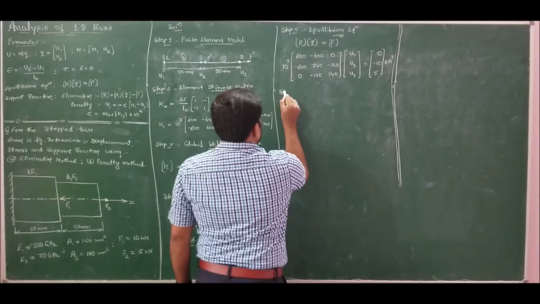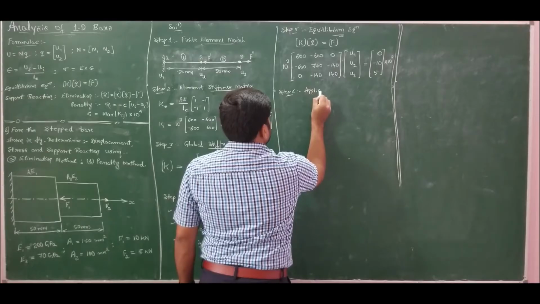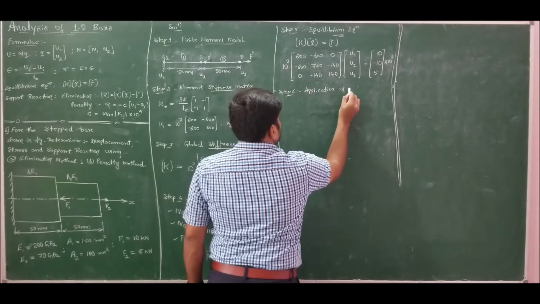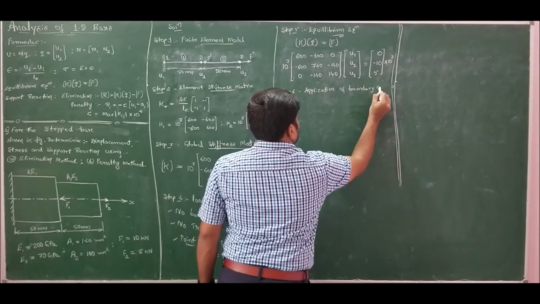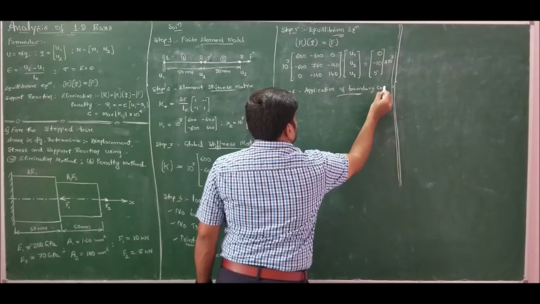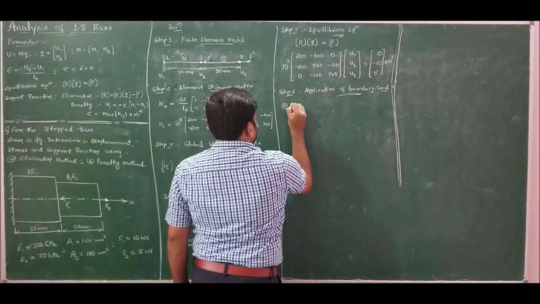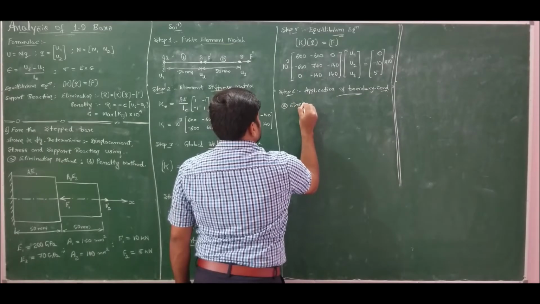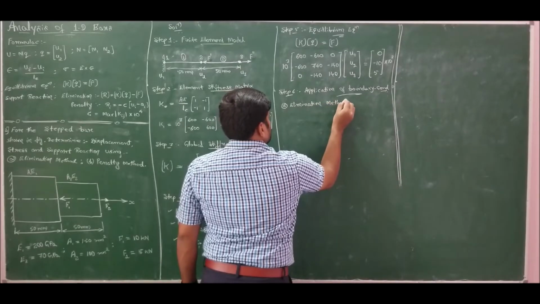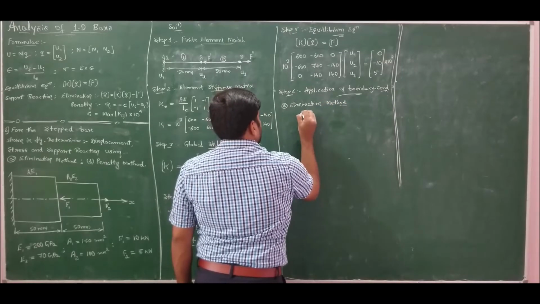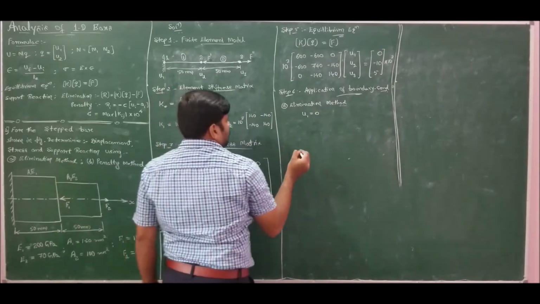Moving to step 6. Step 6 is application of boundary condition. Let us solve by using the elimination method first. We have the known boundary condition, that is U1 is equal to 0 because node 1 is fixed.